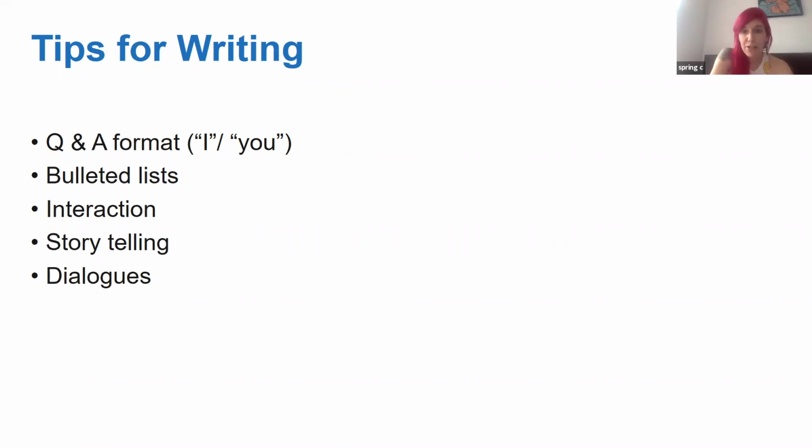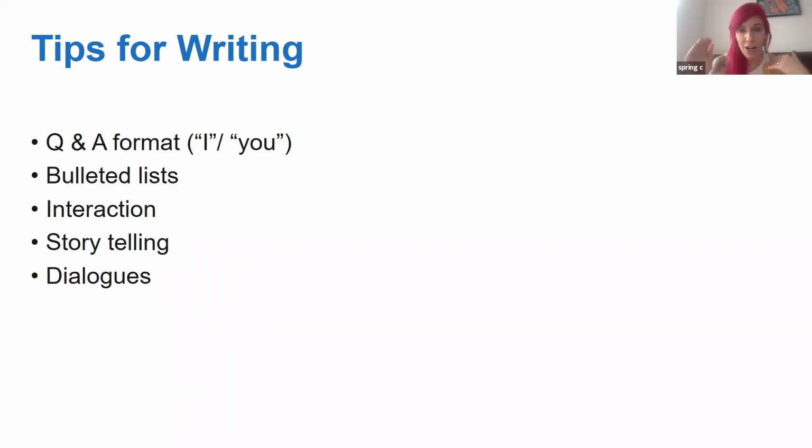Tips for writing. So when you're trying to communicate the information, there's a lot of tips for things that'll make it easier to get the information across. So one of these things is you can make it a question and answer format. So if you're putting, what is the reason I want to do this? Oh, it's because of this. That makes it very clear what's happening.